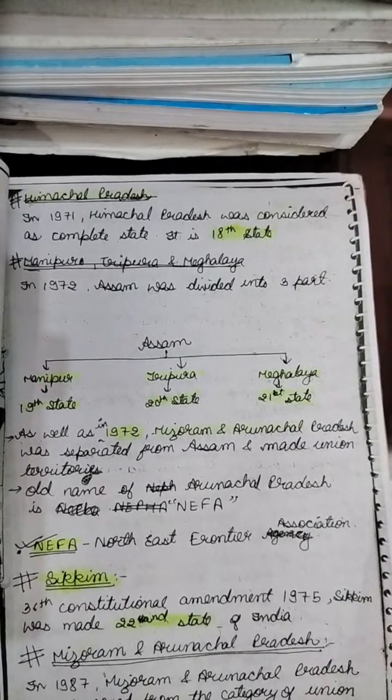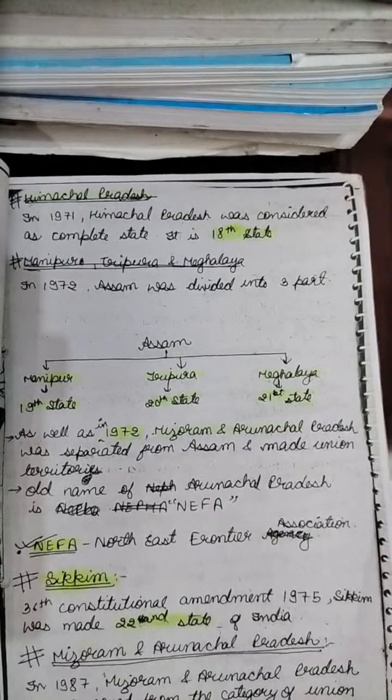Tripura and Meghalaya. In 1972, Assam was divided into parts: Assam, Manipur, Tripura and Meghalaya, which became the 19th, 20th and 21st states. As well, in 1972, Mizoram and Arunachal Pradesh were separated from Assam and made union territories. The old name of Arunachal Pradesh is NEFA, North East Frontier Agency.